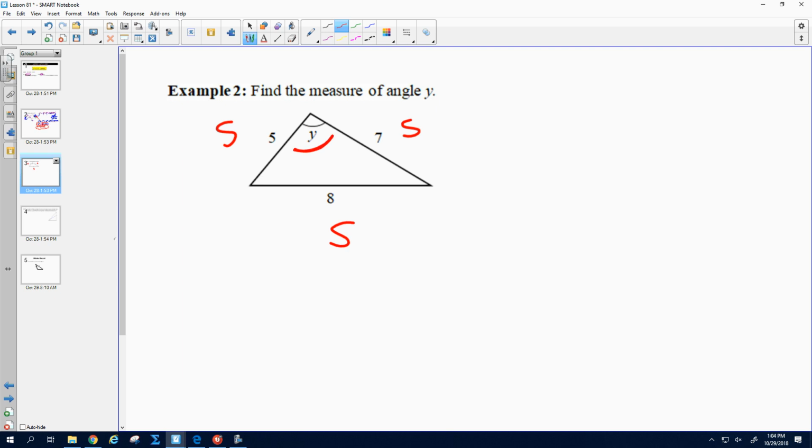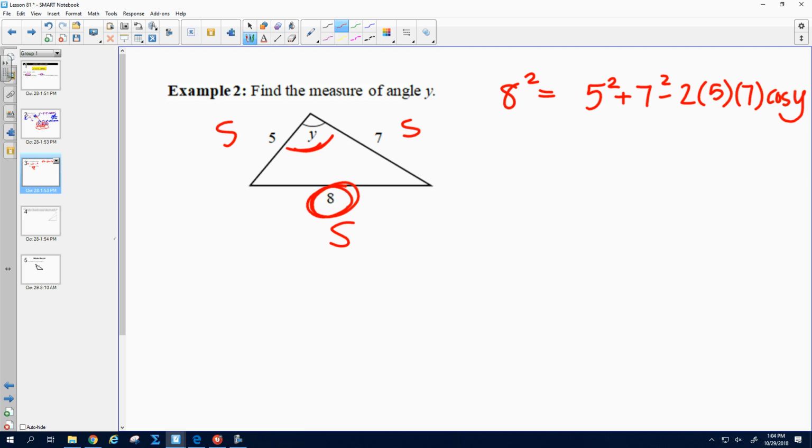Now, this is the special angle in between the two sides. So I need to start with this one on the opposite side. So it goes 8 squared, and then these are the surrounding sides, is equal to 5 squared plus 7 squared minus 2 times 5 times 7 cosine of y. That's what I'm trying to find. So always plug in the side that is opposite the angle you're talking about on the opposite side. And then these two sides should always be the two sides that surround the angle you're talking about.